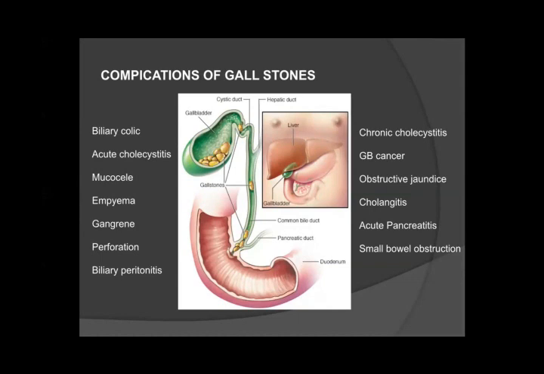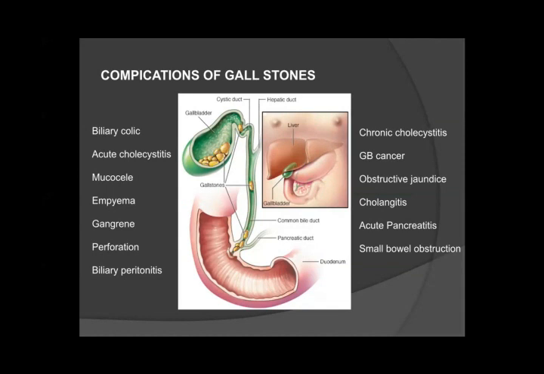Obstructive jaundice, as we discussed: if the stone obstructs anywhere between the cystic duct all the way down to the pancreatic duct, what will it do? It will eventually lead to blockage of bile flow all the way up to the liver, and hence cause jaundice.